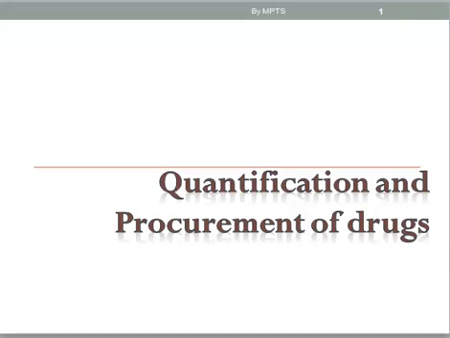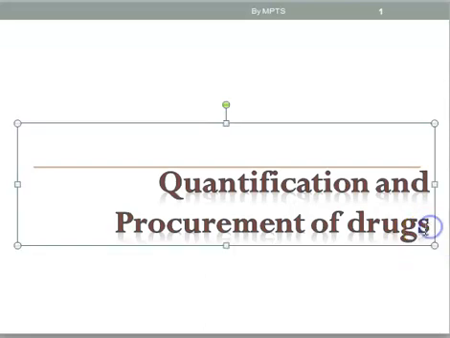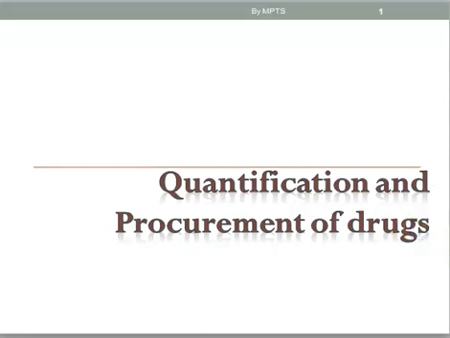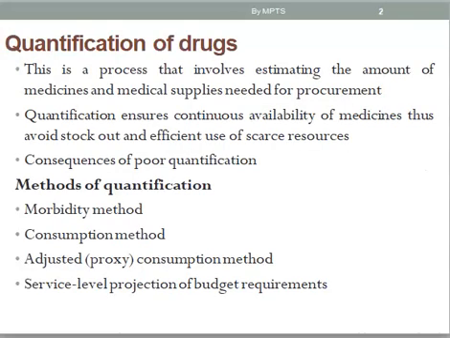Now, we will be discussing quantification and procurement of drugs, and also health supplies. Quantification is a process that involves estimating the amount of medicines or medical health supplies needed for procurement. Of course, quantification is a component of procurement, and it ensures continuous availability of medicines and other health supplies, avoiding stockouts, overstocking, and ensures the use of scarce resources.